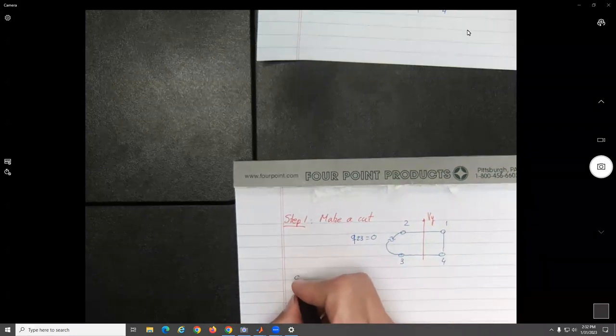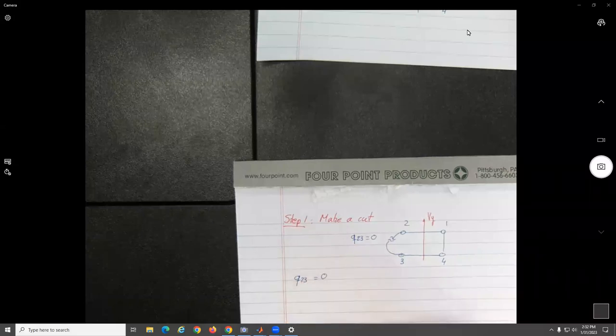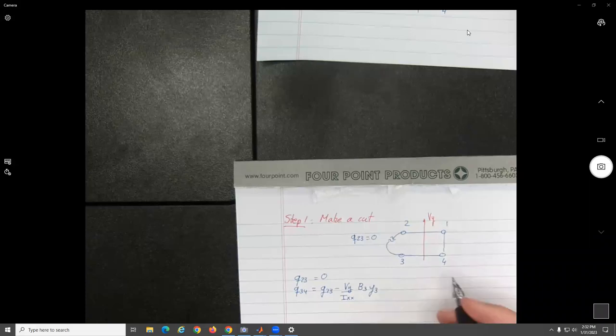Okay. So we write over here Q2,3 equal to 0. Now Q3,4 will be equal to what? Q2,3, by now maybe you can recognize this equation, minus V1 over IXX of what? V3 by 3, no? Yeah? We go around, we do Q4,1 will be equal to what?